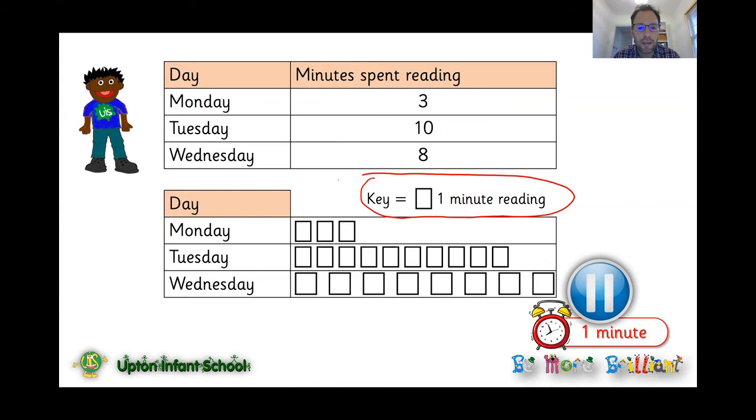And for Tuesday, he has done 10 rectangles to show 10 minutes reading. And for Wednesday, let's just count 1, 2, 3, 4. Yeah, he's done 8 rectangles to show that he's done 8 minutes reading. But when you look at that pictogram, it looks to me like he did most reading on Wednesday. And I know he did the most reading on Tuesday because he did 10 minutes.